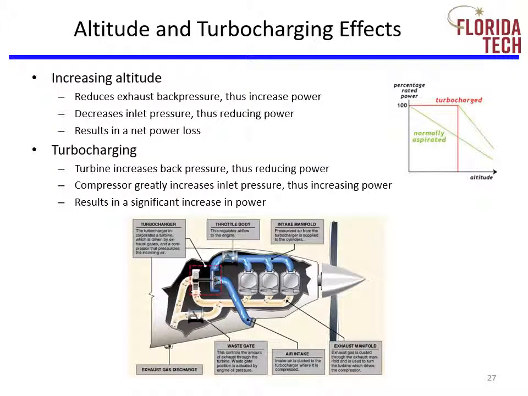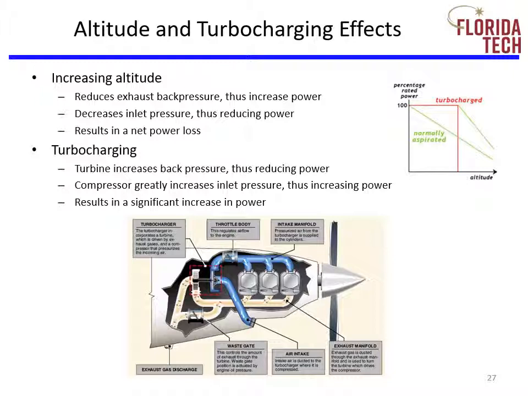Next, we'll discuss altitude and turbocharging effects. As altitude increases in a normally aspirated engine, it reduces exhaust back pressure. Thus, you actually get an increase in power. However, it decreases inlet pressure, which reduces power. And this combined effect results in a net loss of power as you go up in altitude.